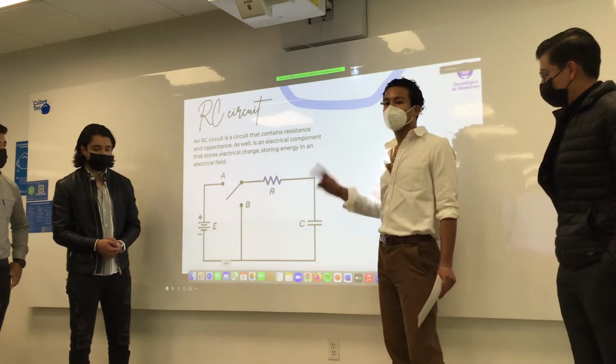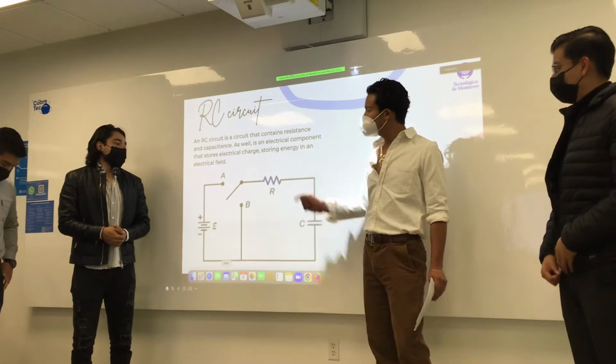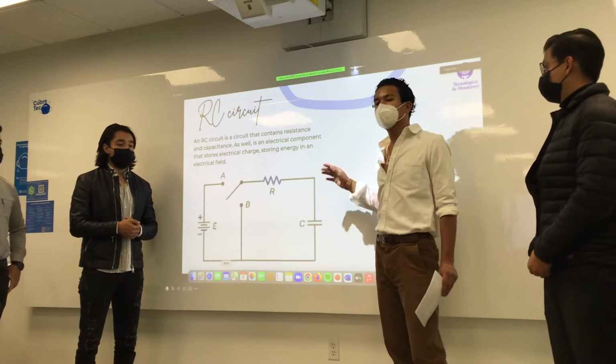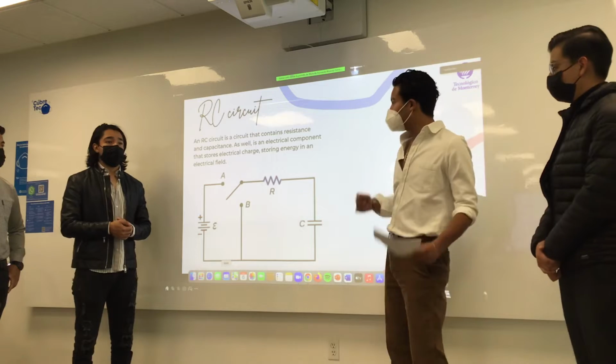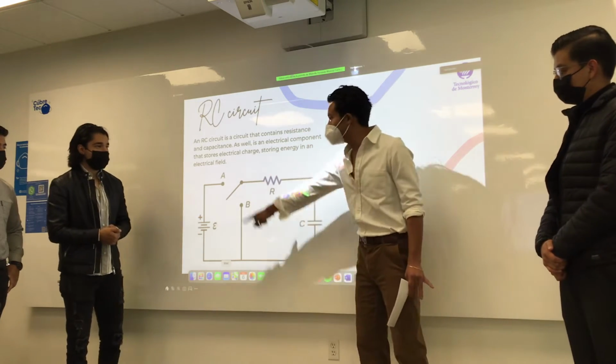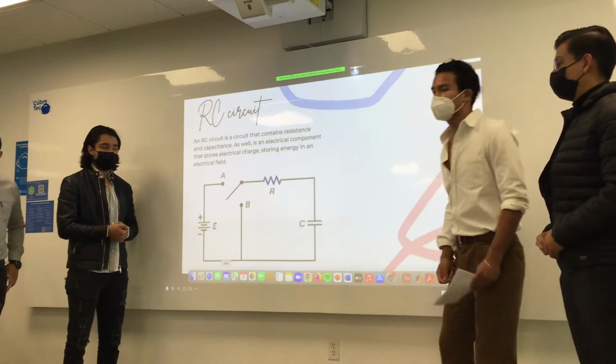In this circuit we have two possible cases. When the switch is located in B, our loop doesn't include the battery, so we can tell this is discharging. On the other hand, when the switch is located in A, the battery is included in the loop, so it's charging.